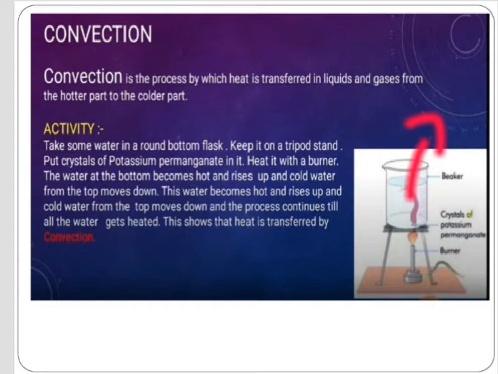Due to the violet color, currents of the water going down can be clearly visible. This process continues till the whole water gets heated. After some time, the whole water turns into the violet color. Okay. Now, conclusion. Heat is transferred in water by convection. Okay.